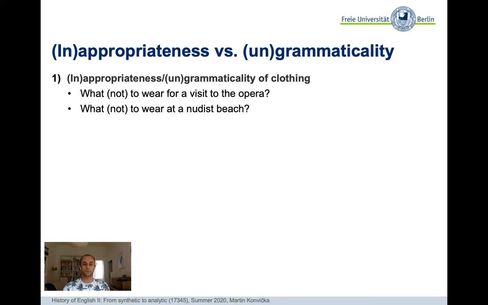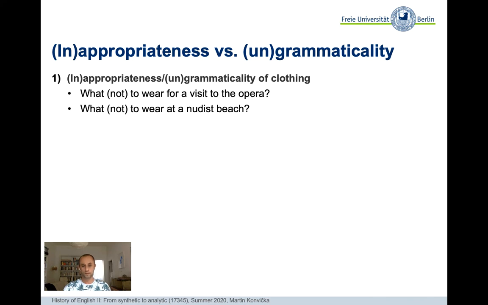For example, the occasion, right? So, for example, a tuxedo is not per se correct or per se incorrect, but it depends where you want to wear it, right? So if you wear a tuxedo in an opera, that's completely okay, and everybody would be happy.